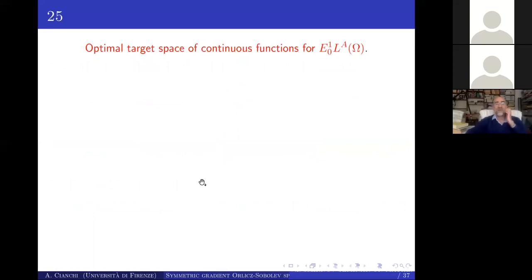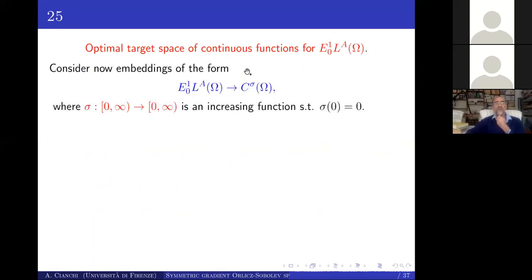So if I have a few more minutes, let me tell you something also about the other situation where we are dealing with embeddings into spaces of continuous functions. Now, this means, as I've told you before, that I'm dealing with embeddings for these spaces into C sigma, where sigma is some modulus of continuity, which is basically an increasing function which vanishes at the origin. Here we may also assume that omega is bounded because we are dealing with local properties like continuity of functions, so this makes things simpler.